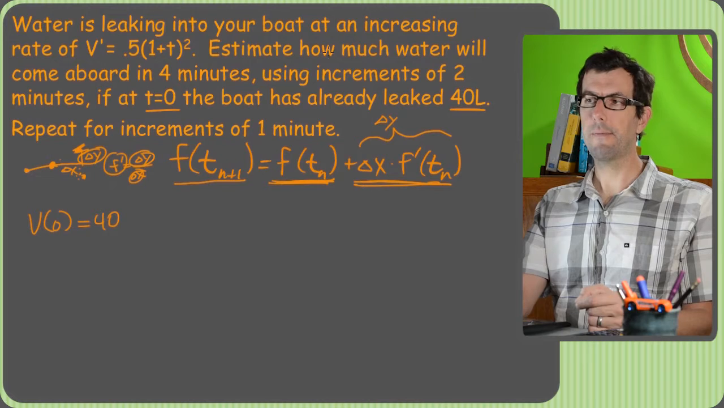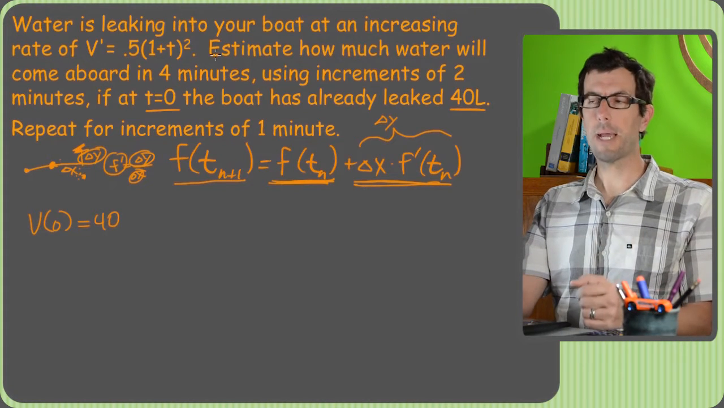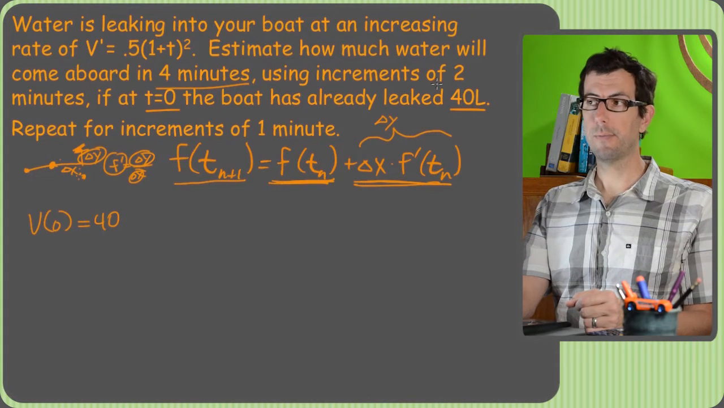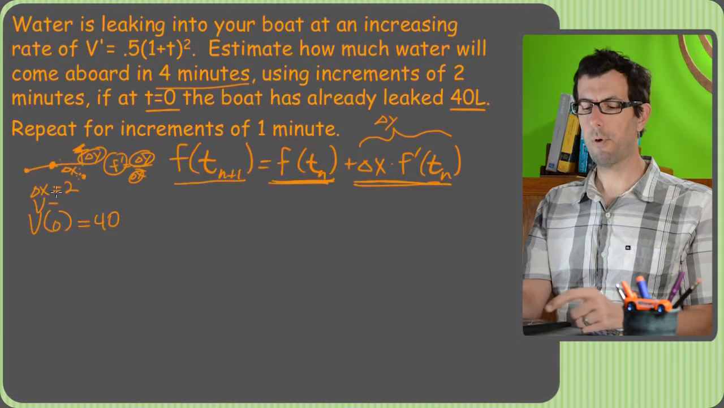And then they're saying, hey, you figure it'll take you 4 minutes to get back to shore. Estimate how much water will come aboard in 4 minutes using increments of 2 minutes. So they gave us that delta x equals 2 minutes. And they're asking us for v of 4. So they want us to estimate v of 4.